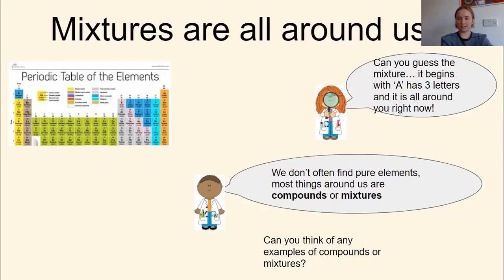So you can actually have a mixture of compounds and elements, which is quite confusing, but we have some diagrams later on in this to help you with that. Most things around us are compounds or mixtures. It's very rare that you would find something existing in its pure elemental form unless you're maybe mining for something.